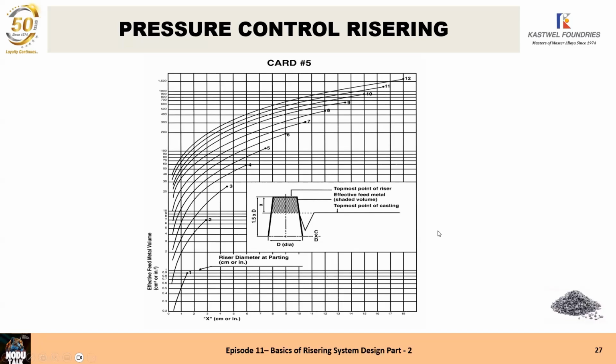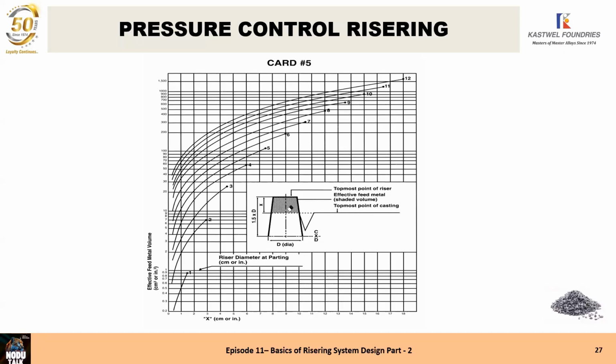The riser diameter is shown as D, and the riser height is above the highest topmost point of the casting. Only the part of the riser which is above the topmost part of the casting, which is in this case the shaded area, only that part of the riser which is above the highest point of the casting, is the only part which can feed the feed metal into the casting to overcome the shrinkage. So the highest part of the riser should be above the highest part of the casting, and the shaded area will tell you the feed metal that will be feeding the casting.